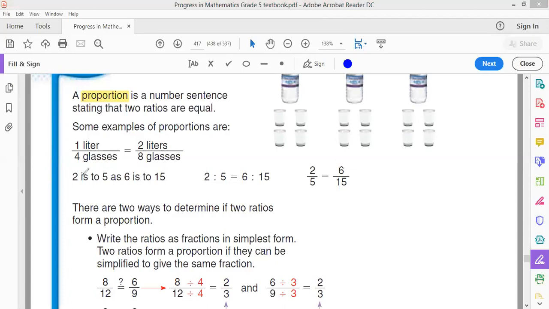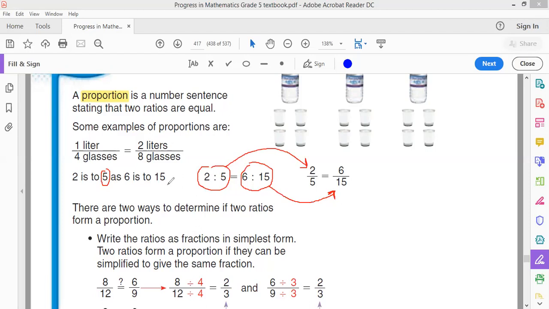Here in my book, as you can see, it's written 2 is to 5 as 6 is to 15. No, it's correct, this is another example. Okay, it's correct. 2 is to 5 as 6 is to 15. You can say that the ratio 2 to 5 is equal to the ratio 6 to 15. Or in fraction, you can write 2 over 5 and 6 over 15. Because we multiply 2 with 3, it will be 6, and we multiply 5 with 3, it will be 15. That will be equal.